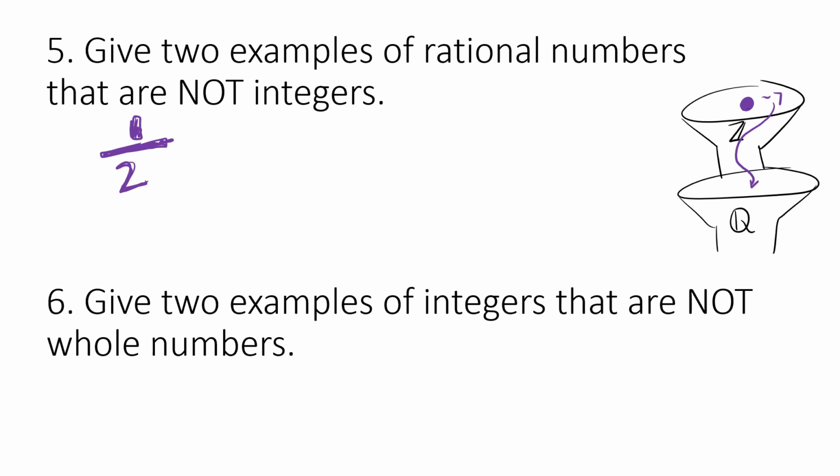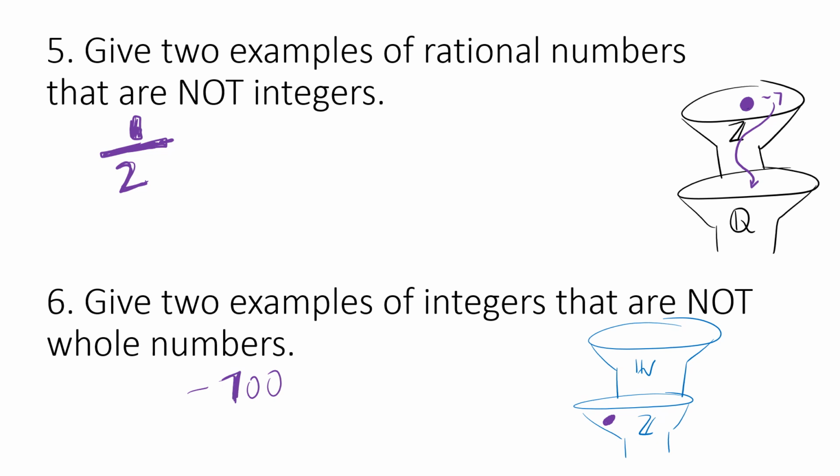All right, and then next, give me 2 examples of integers that are not whole numbers. Once again, we're looking at our little funnel diagram, and we have the whole numbers, which flow into the integers. So give me some examples of numbers that would fall into the integer funnel, but do not belong in the whole number funnel. So I'm thinking like -700. That's not a whole number, but it is an integer.